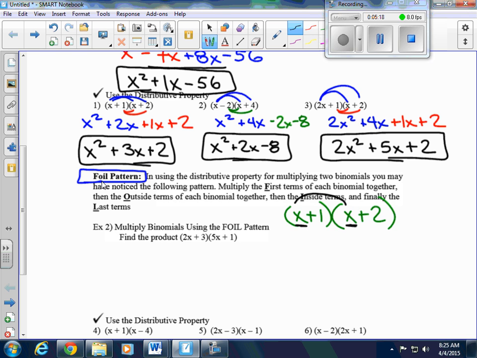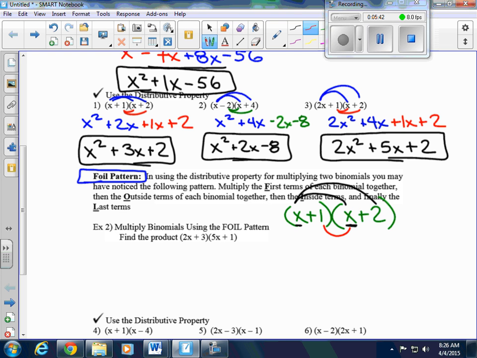The second thing we did was those two. Okay, we went this way. Well, that's 2 times x. And those are the two that are on the outside of each one. So that's O, the outside. Then we multiplied these two.